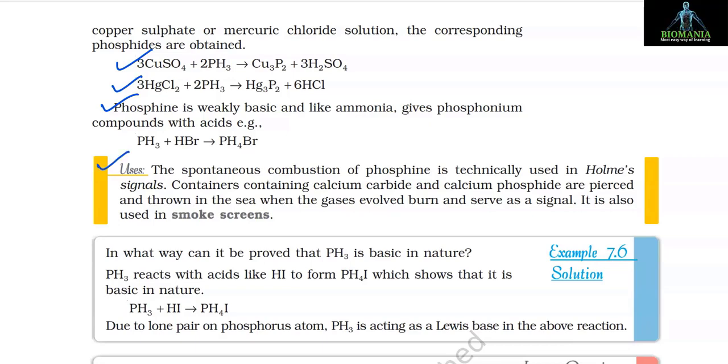Uses: the spontaneous combustion of phosphine is technically used in Holme's signal. Containers containing calcium carbide and calcium phosphide are pierced and thrown in the sea, when the gases evolved burn and serve as signal. It is also used in smoke screens.